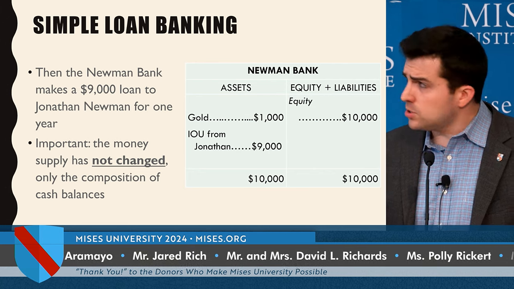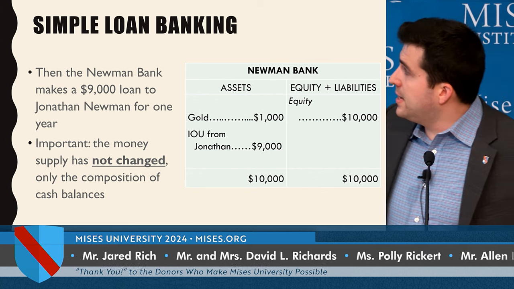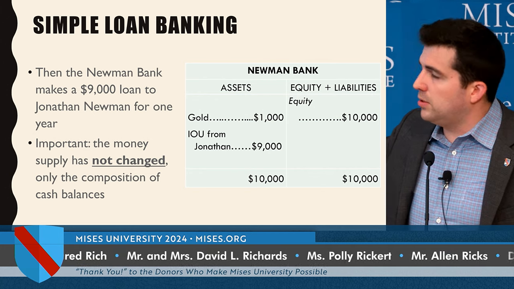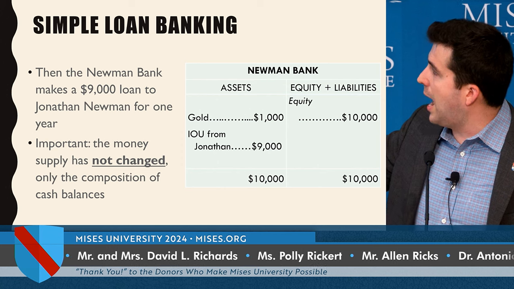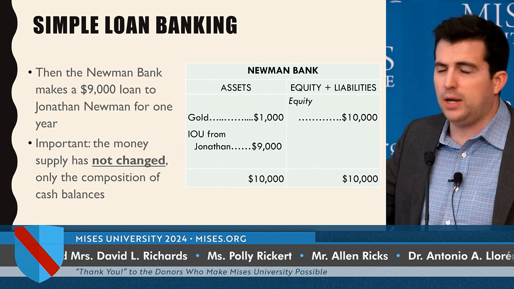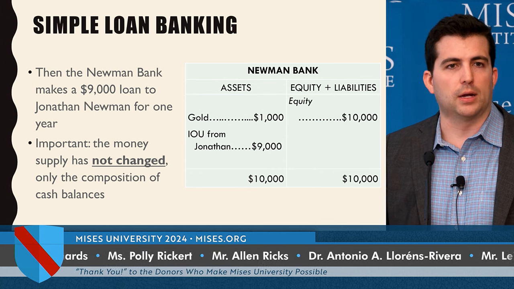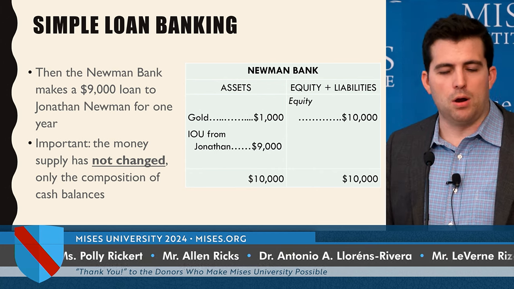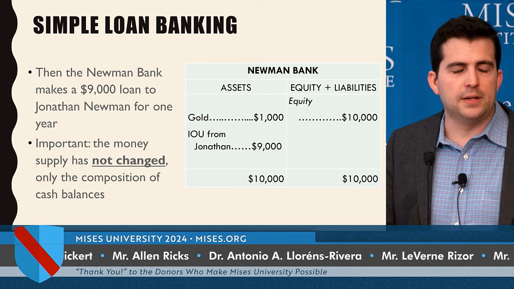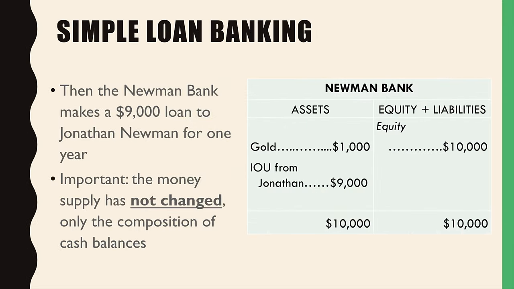All right. So this process here, I'm a lender on the loanable funds market and Jonathan is a borrower on the loanable funds market, right? This is how financial intermediation works, right? So I am lending to Jonathan.